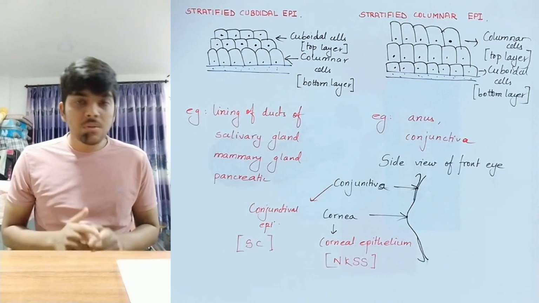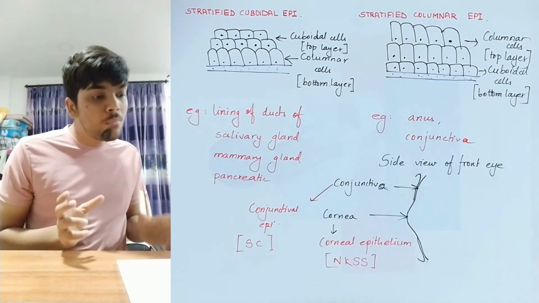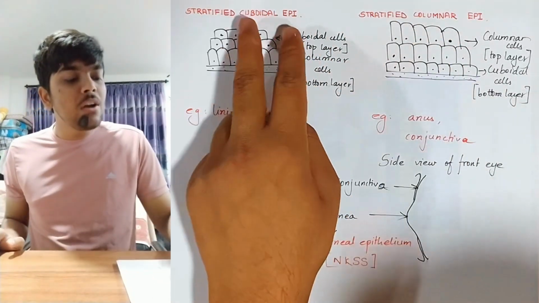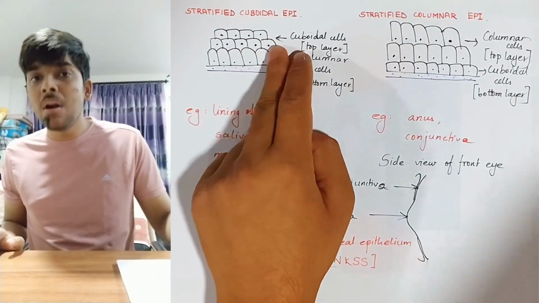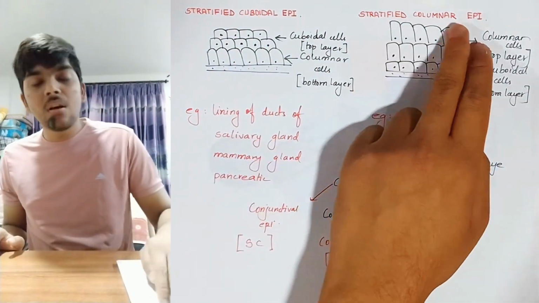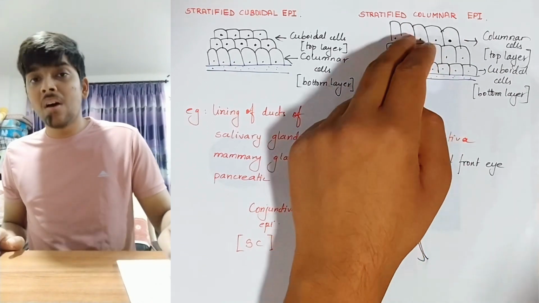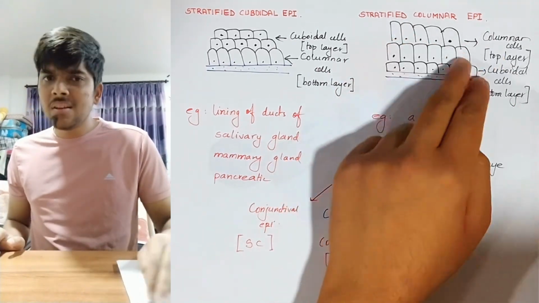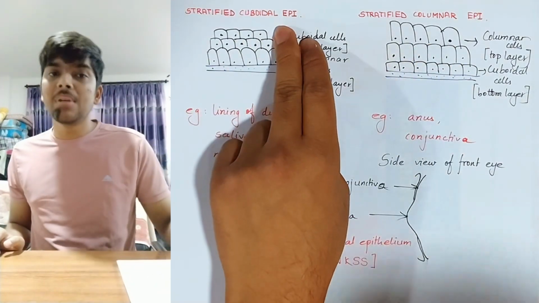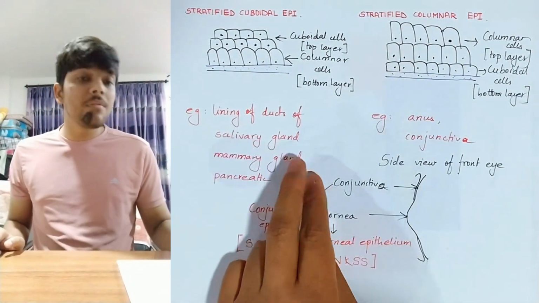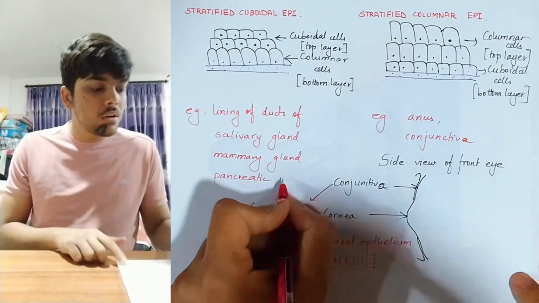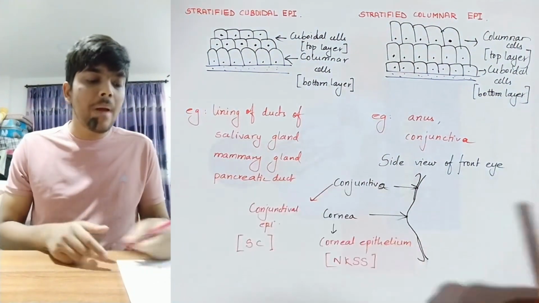Let me revise it for you. So the remaining two epithelium were stratified cuboidal epithelium and stratified columnar epithelium. In stratified cuboidal epithelium, the cells are arranged in multiple layers and the topmost cells are cuboidal. While in case of stratified columnar epithelium, the cells indeed are arranged in multiple layers, but the topmost layer cells are columnar. Stratified cuboidal epithelium is found in the lining of ducts of salivary gland, mammary gland, and your pancreatic duct, or the duct of your pancreas.